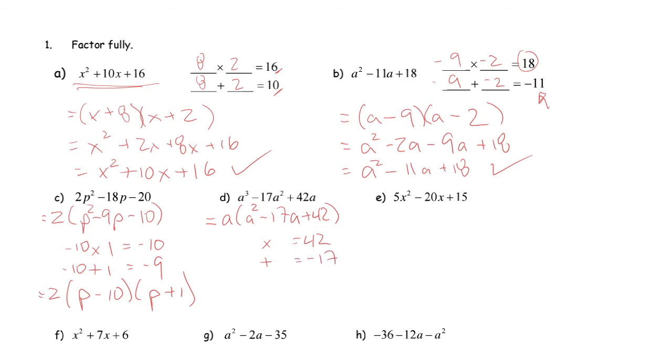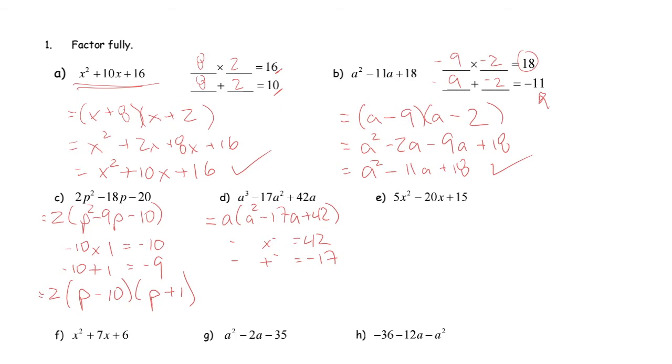Okay, so because the product is positive and because the sum is negative, I think these two numbers are going to be negative. They're both going to be negative. So a negative and a negative. Okay, because two negatives multiplied together is a positive. Two negatives added together will be negative. Now, two numbers that have a product of 42 and a sum of 17.